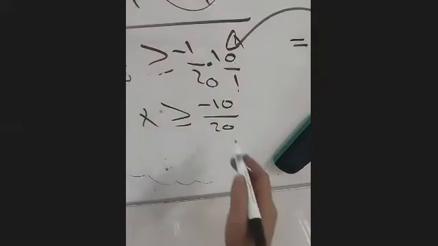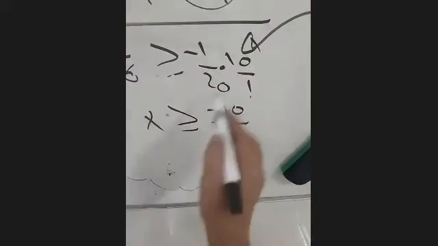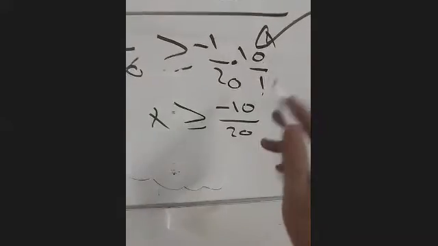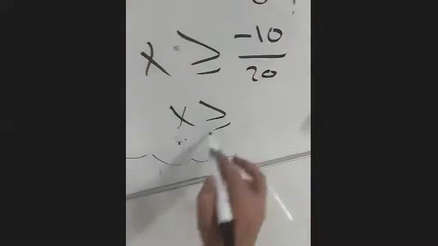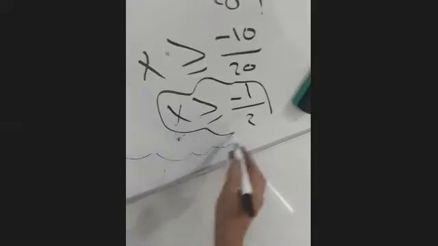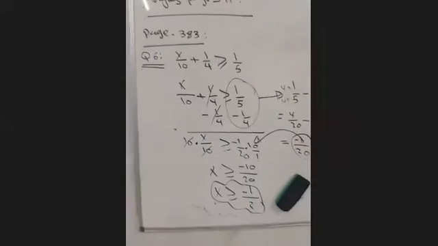Now negative 10 over 20, we make it simplest form, you know? Yeah. Divide up and down by 10. x will be what? More than or equal to negative 1 over 2. Do you understand that? Yeah.